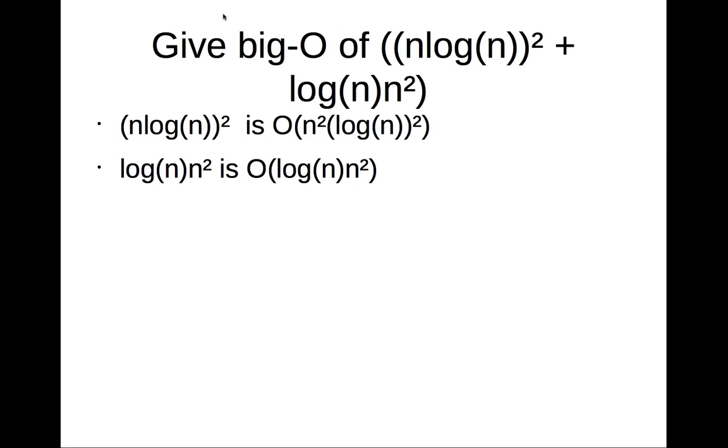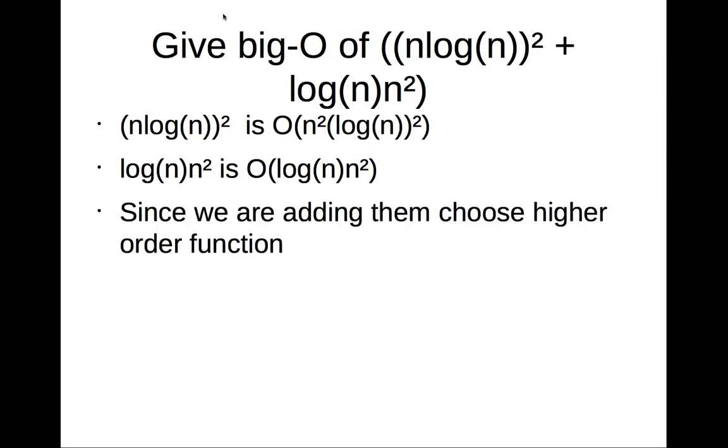Since we are adding these together, we need to take the max of the function. In this case, it's pretty straightforward because we have n squared in both terms, log n in both terms, but one of them, log n, is squared. That means that this function is going to be larger on a greater domain than the other function, meaning this is the dominant or higher order function. So n squared log n squared will be the big O function for the addition of these two.